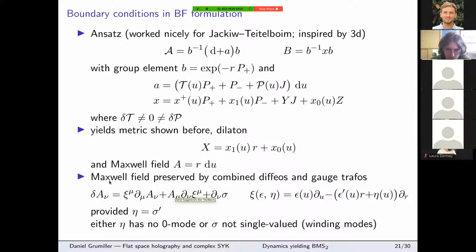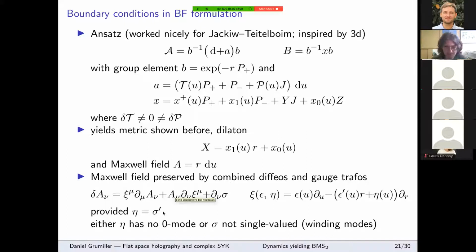And what happens is that the Maxwell field is preserved by a combination of diffeomorphisms and gauge transformations. So you act simultaneously with a diffeo and a gauge transformation, and you have to fix the gauge transformation entirely in terms of the data contained in the diffeomorphism. So to be more concrete, you have to choose the sigma in such a way that eta is equal to sigma prime. So it means that the U(1) gauge transformation is not independent from these supertranslations. And now we come back to the issue I mentioned a bit earlier. So we have indeed now a relation: eta is sigma prime.